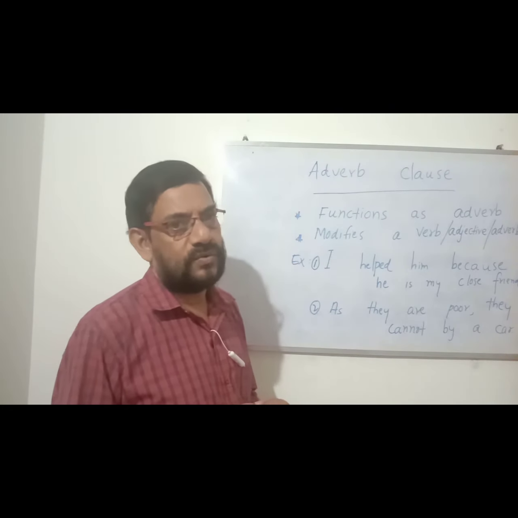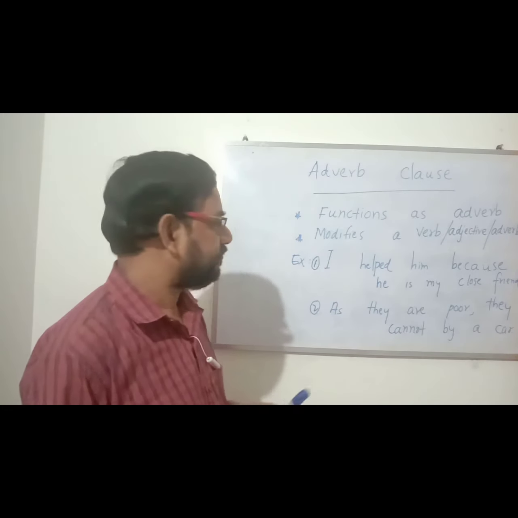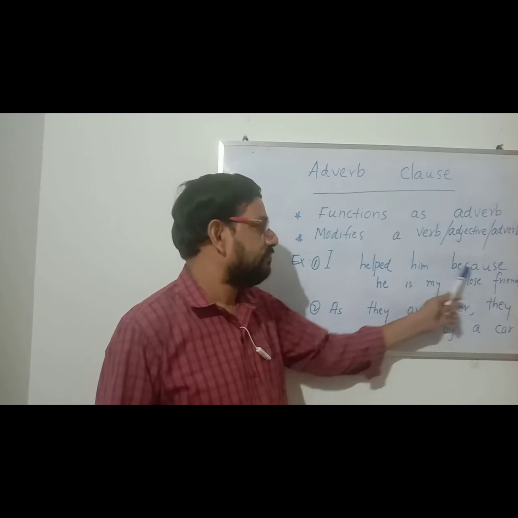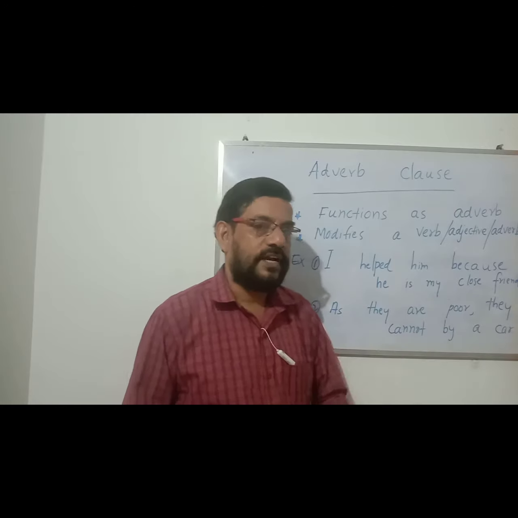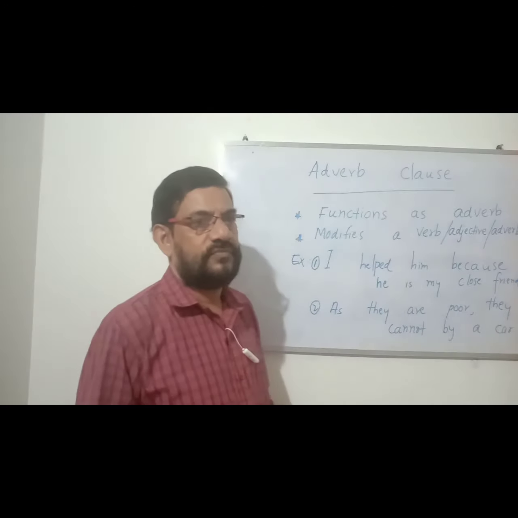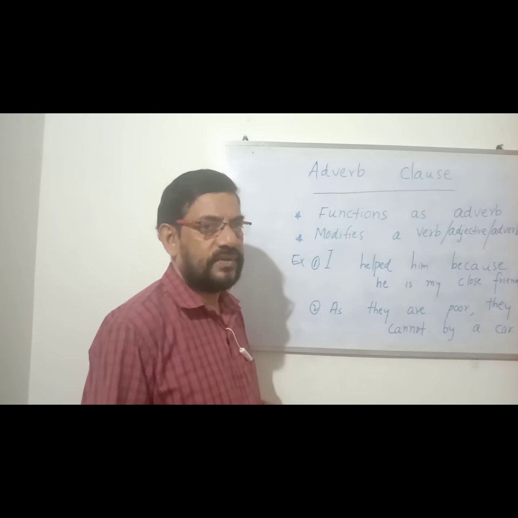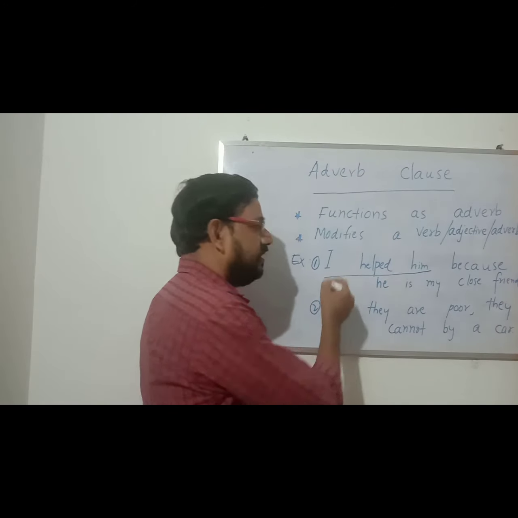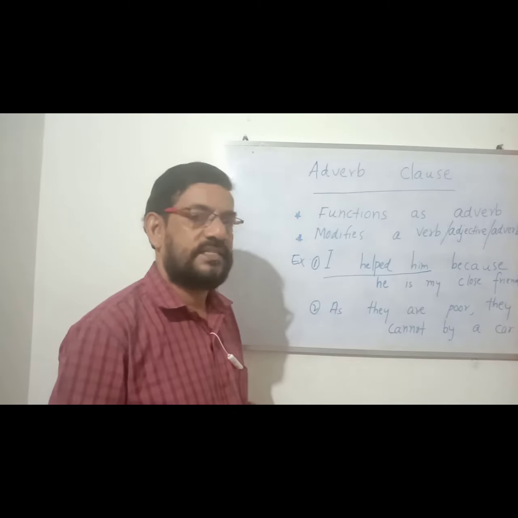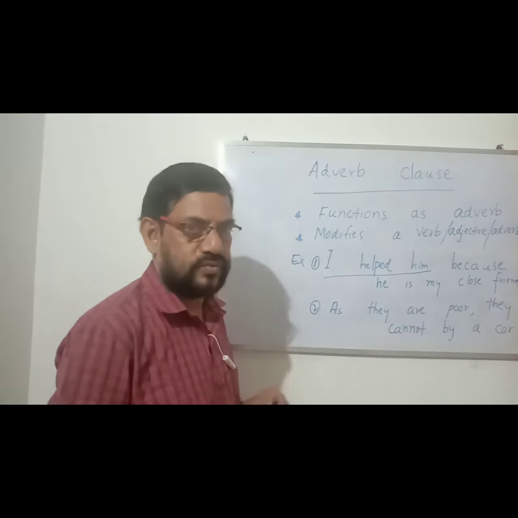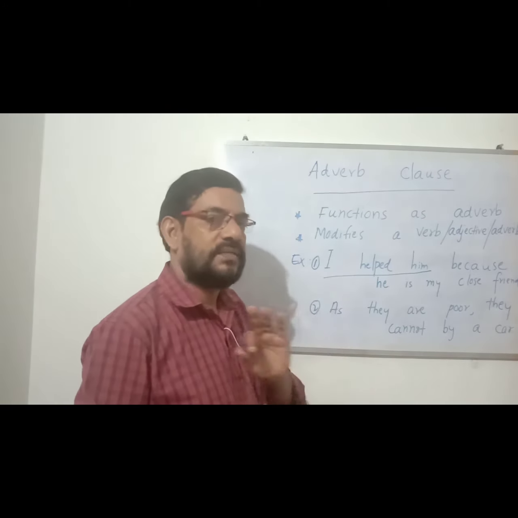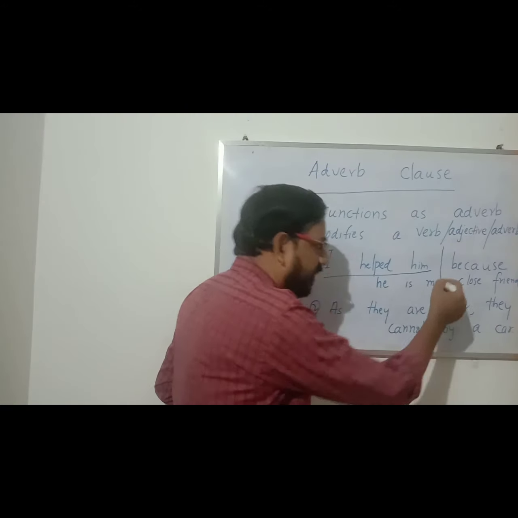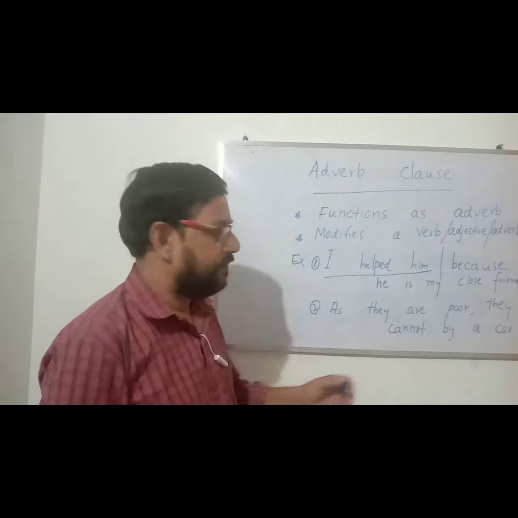Now we can go to some examples. You see the first example: I helped him because he is my close friend. I helped him. What is the main clause? The complete clause, I helped him. This is the first part in this sentence. That's a main clause. Why is it a main clause? Because the meaning is complete. It is independent. We put a bar here to separate another clause.